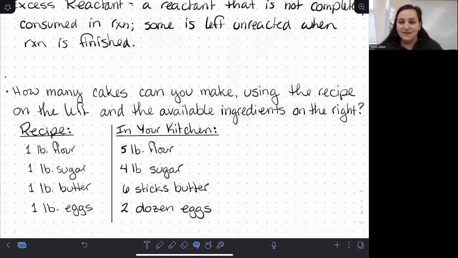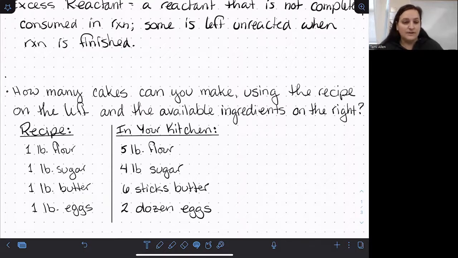Your recipe is for a very traditional pound cake, to keep things simple. A very traditional pound cake requires 1 pound of flour, 1 pound of sugar, 1 pound of butter, and 1 pound of eggs. Hence the name pound cake. You go through your kitchen and find a new bag of flour that says it's 5 pounds. Cool. You find a new bag of sugar that says it's 4 pounds. You look in your fridge and find 6 sticks of butter and 2 dozen eggs.